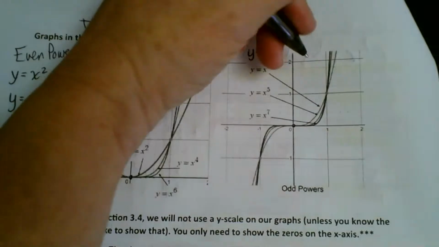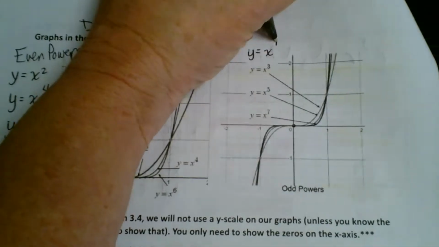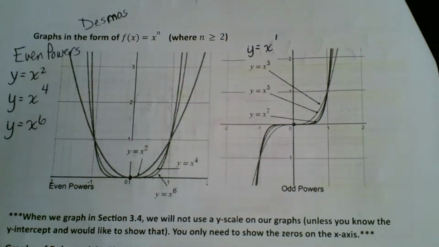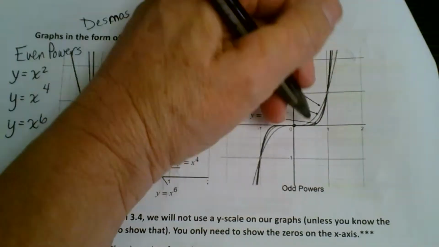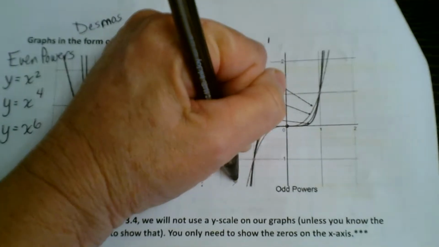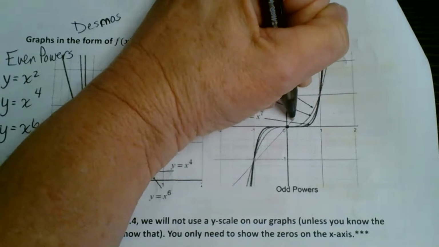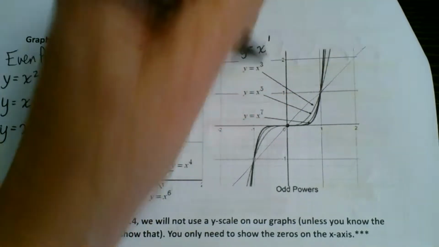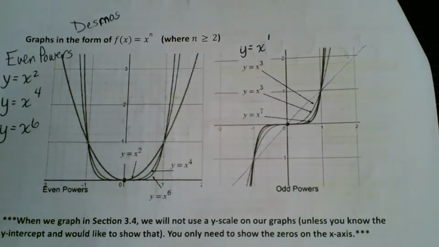Now, what if I had included y equals x to the 1? That would have just been the straight line, the parent line, right? No curves to it at all.